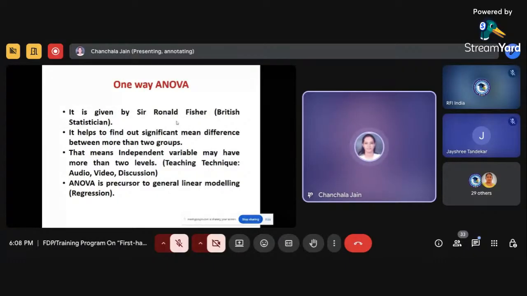In this case, again, we will have the same variable requirement. Rather than me saying it, if you can tell me, it will be good. How many variables are required to perform an independent samples t-test? Anyone?